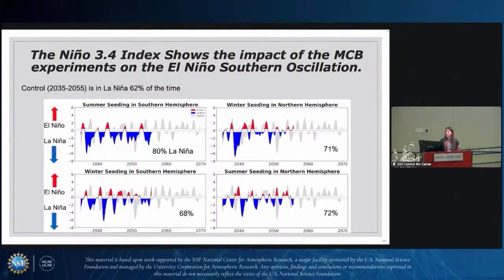So the percentages shown on the screen here represent the time spent in La Niña from each of our experiments. So each of the sensitivity experiments lead to an increase in frequency in time spent in La Niña compared to the control for that same time period. However, there is an interesting seasonality aspect to this, especially in the southern hemisphere. We find that the summer seeding strategy within the southern hemisphere triggers a larger impact on ENSO than the winter seeding strategy, whereas for the northern hemisphere, we get a more similar impact from summertime and wintertime seeding.